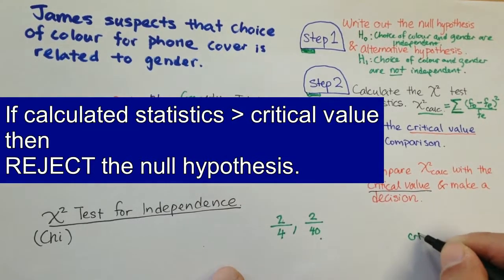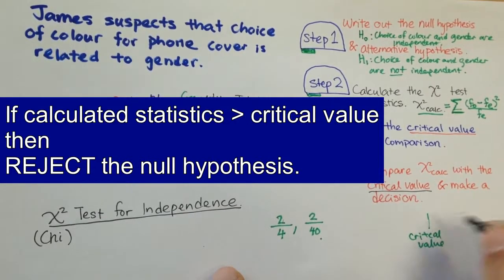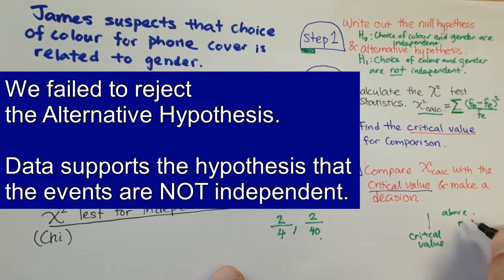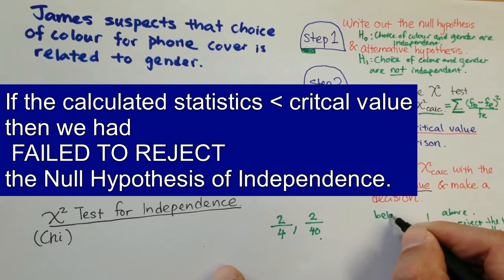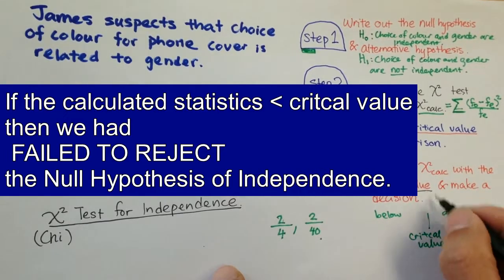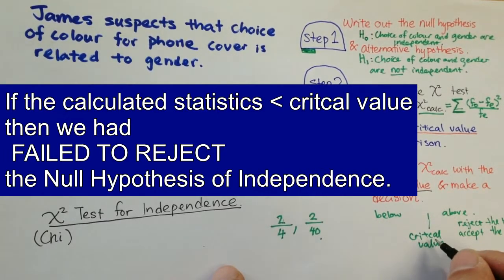So if my critical value is here, let's say this is my critical value over here, anything above it, so above the critical value, we will then reject the null hypothesis and accept the alternative. If it's below the critical value, if our chi-square statistic is below the critical value, then what it means is that this sum here could be very small.